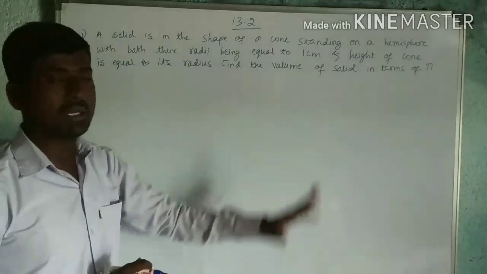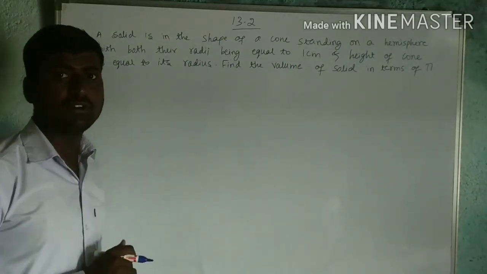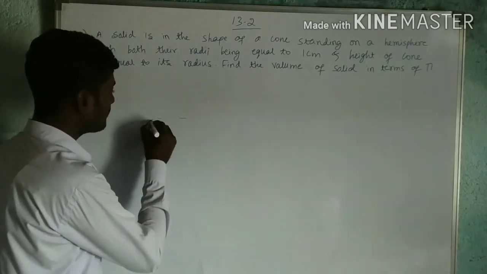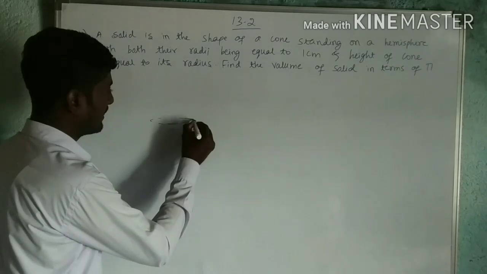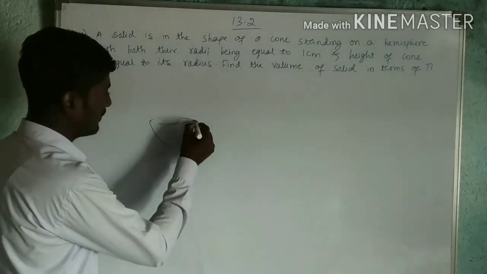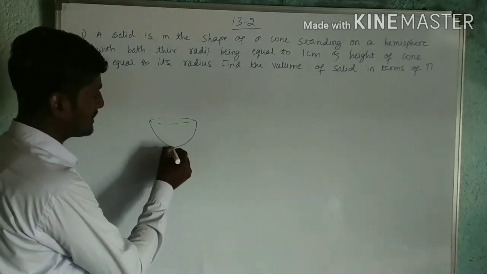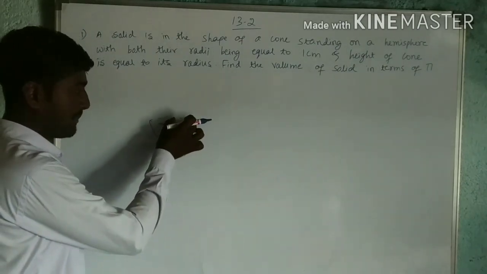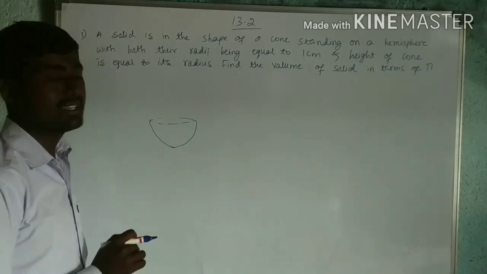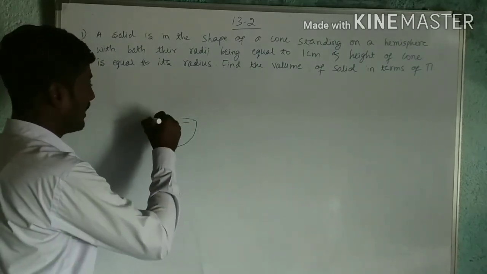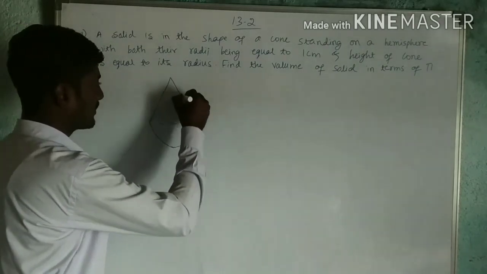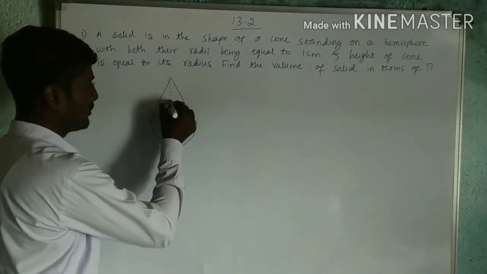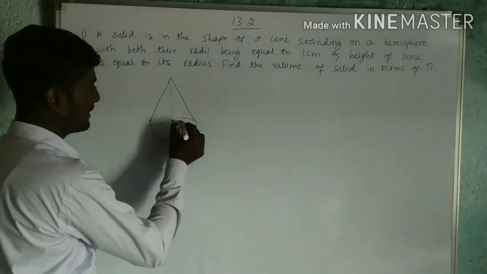So we have to find the volume of solid. First let us form the solid. Initially there was a hemisphere, so let us take this as a hemisphere. On this hemisphere there is a cone. The radius of this hemisphere and the cone must be the same, so I will draw the cone in this way. Let us take this as the center, this will be the height, and this will be the radius.